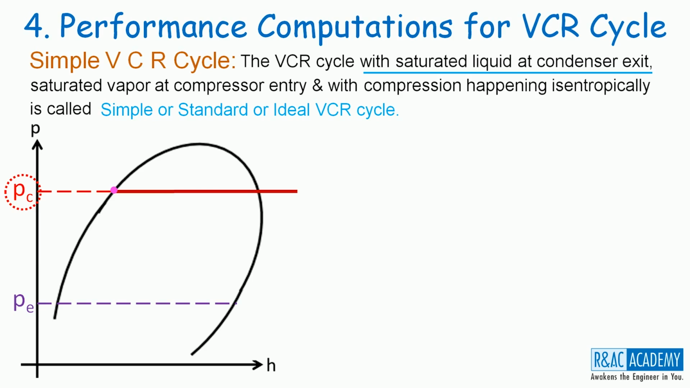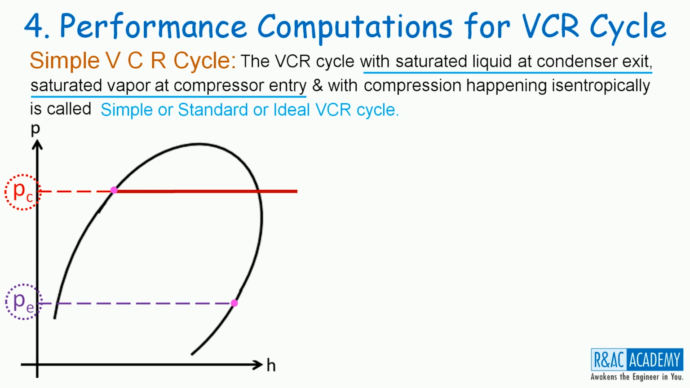Let us go to the next condition, that is saturated vapor at compressor entry. The pressure of the refrigerant at compressor entry will be PE. Therefore, the saturated vapor state of the refrigerant corresponding to PE will be here. So, the second point is compressor entry.